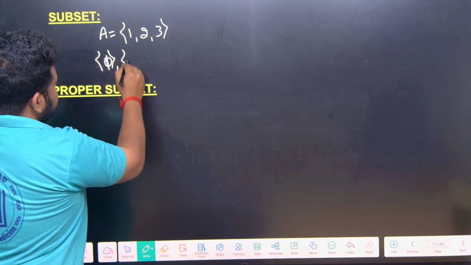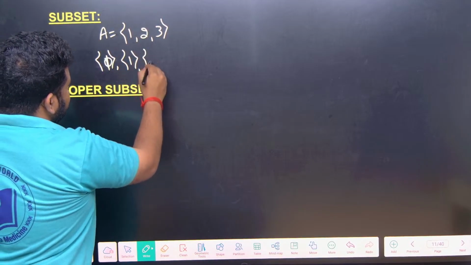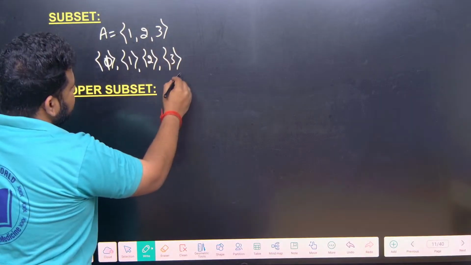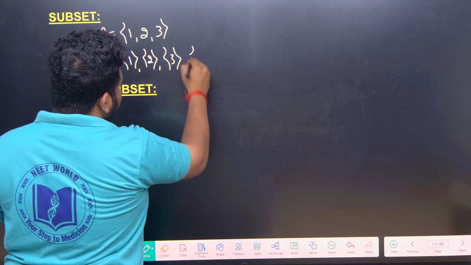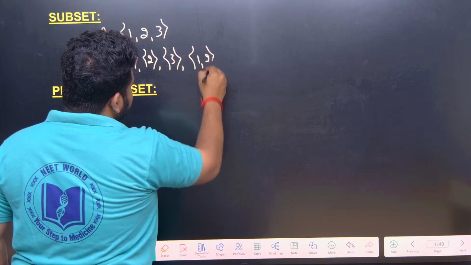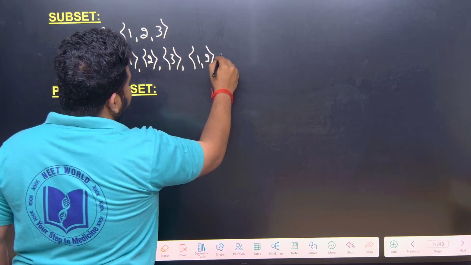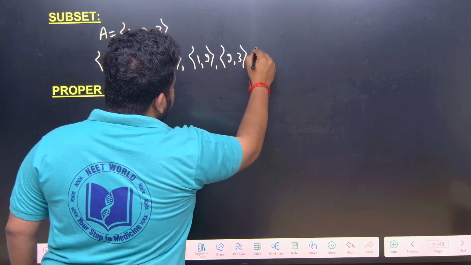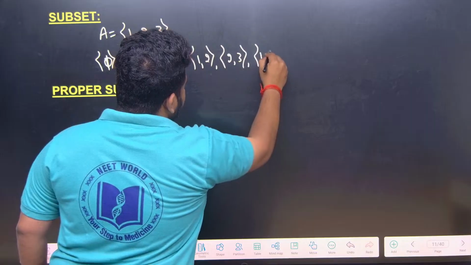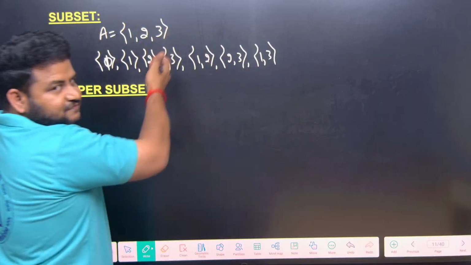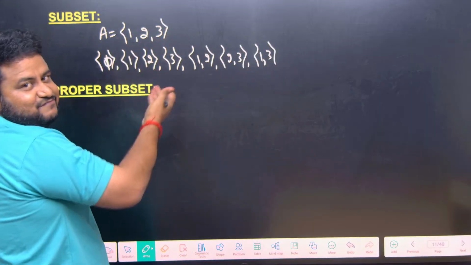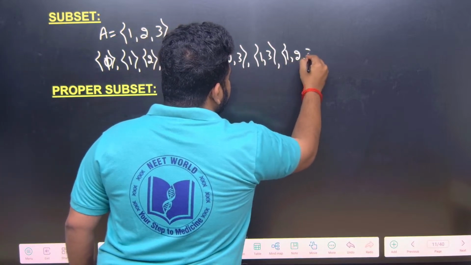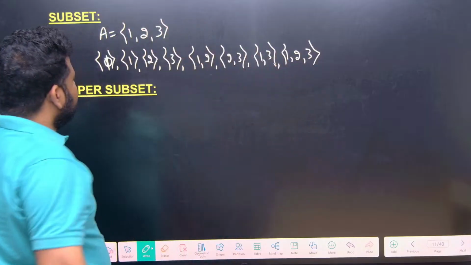Then singleton sets: {1} is a subset, {2} is a subset, {3} is a subset. Then combinations of two numbers: {1, 2} is a subset, {2, 3} is a subset, {1, 3} is a subset. Then the set itself is a subset of itself. The set {1, 2, 3} is a subset of itself. So these are all the subsets.